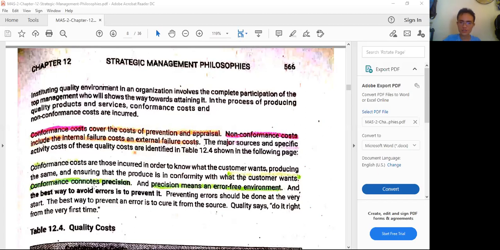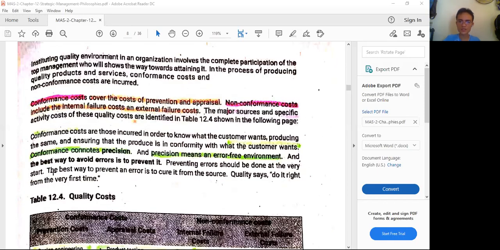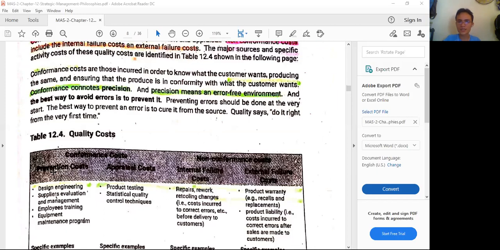Conformance connotes precision. So precision means an error-free environment. However, whether we like it or not, even with Six Sigma or ISO 9000, there would always be provisions for errors. So if we would like to avoid it or minimize it to the minimum possible level, then that is to really invest in conformance and to prevent it. As being said also, do it right from the very first time. That's what quality says. All right.